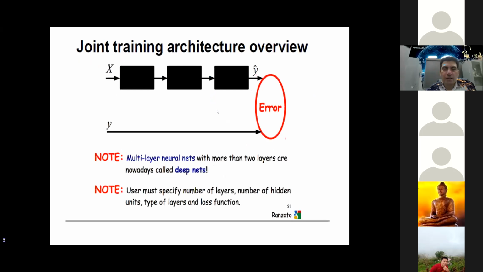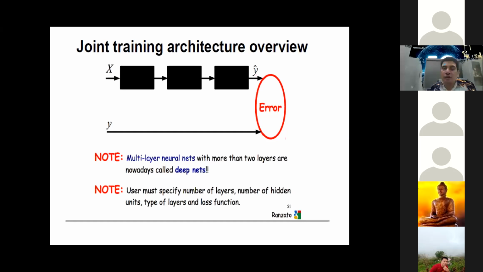Now, when inputs are there, we have multiple sessions, and errors are there. During a training session there is an input and an output, and in each case some kind of error is there. So we feed this error back, and then the training happens. Multi-layer neural nets with more than 2 layers are nowadays also called deep nets, or deep neural networks. Also, the user must specify the number of hidden units and types of layers, and that depends upon the problem to be resolved, and up to what level.